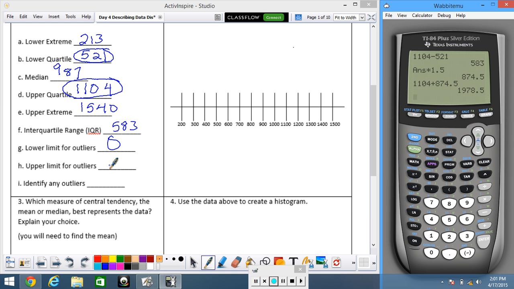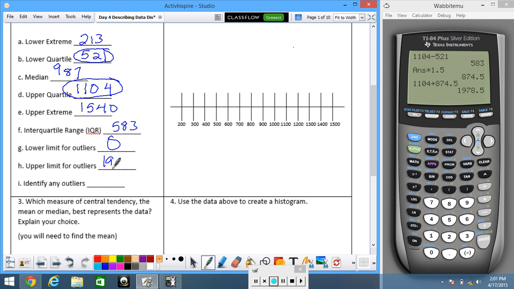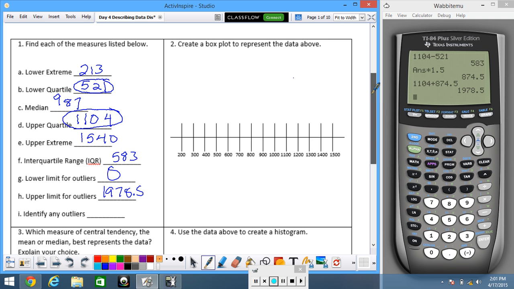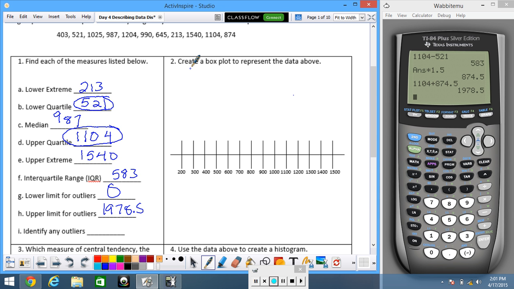And I get 1,978.5. So I'm going to go look at my data. And do I have anything above that? Actually, I do not. There are no outliers in this data set. None. All right.